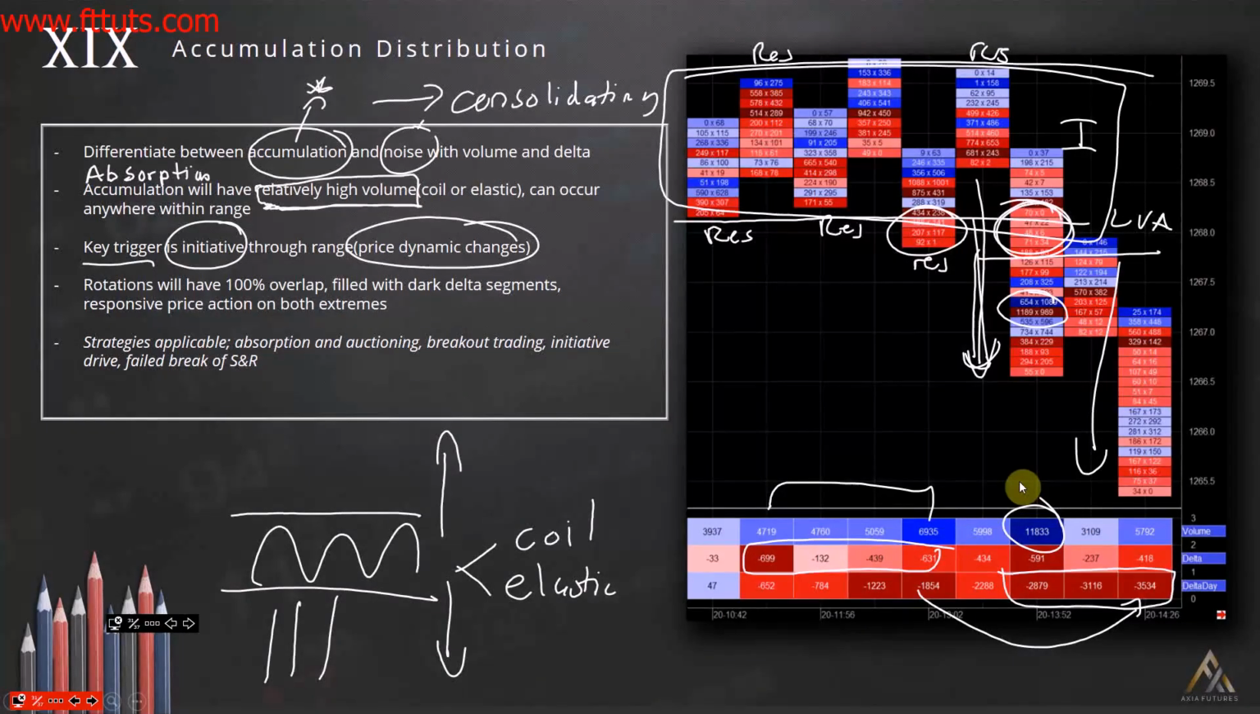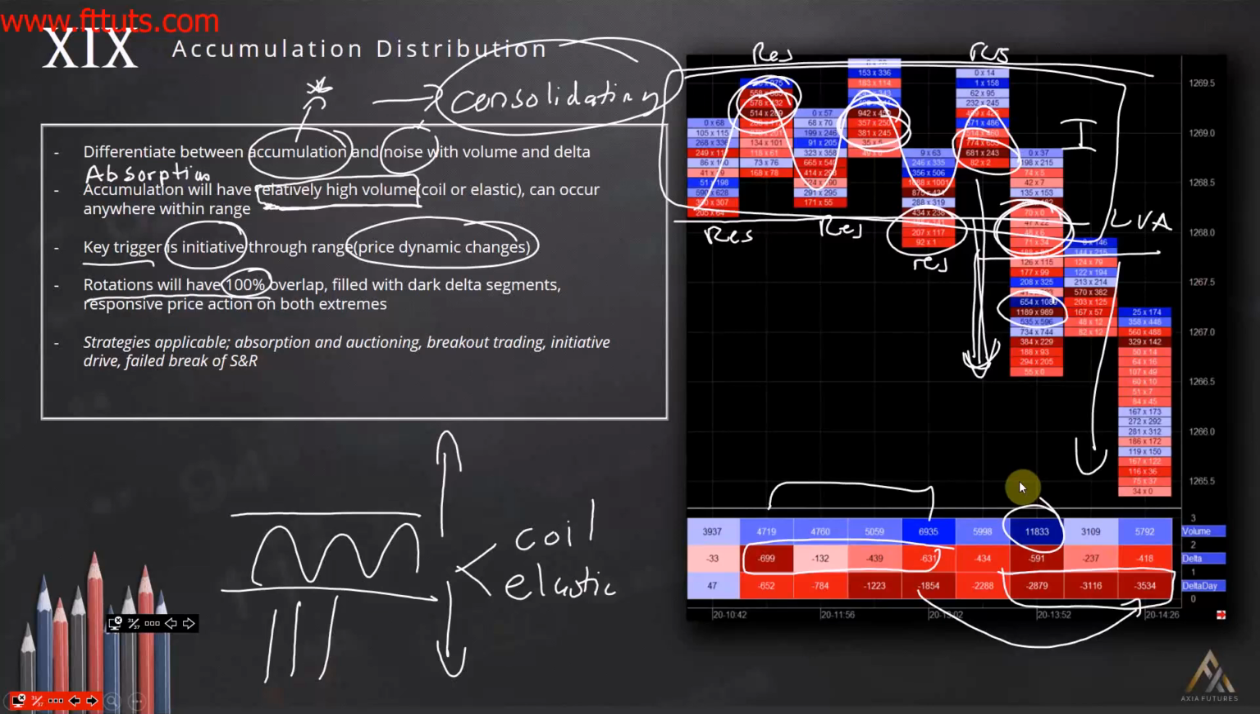So as I've said here, rotations will have 100% overlap. These rotations are all overlapping one another, and ultimately they're filled with a lot of dark delta segments. We see lots of dark segments all over this accumulation distribution, and that's really key, because remember, accumulation and absorption does not equal consolidation. One of the key differences is that there is high volume, in other words, these dark patches. If there weren't these dark patches, it's most likely a form of consolidation.